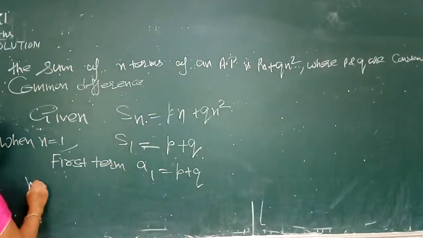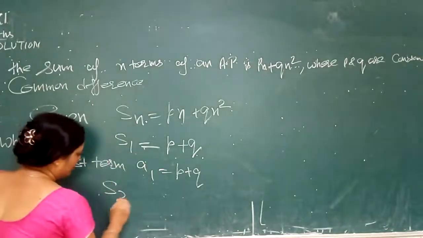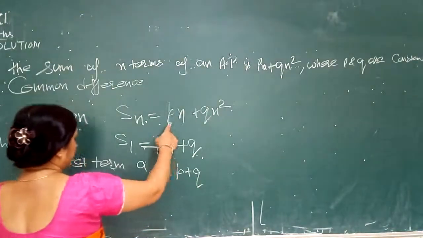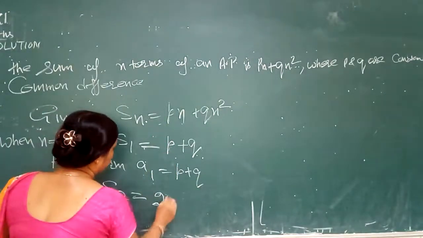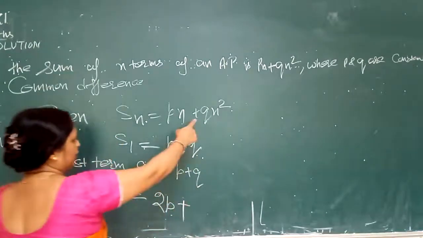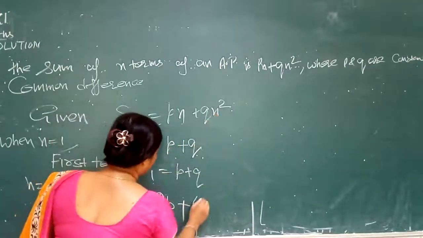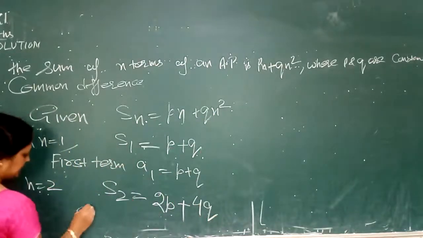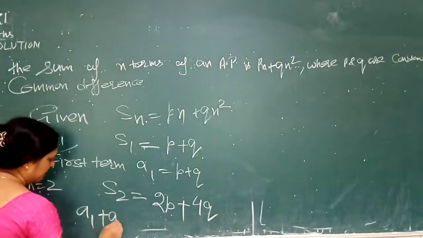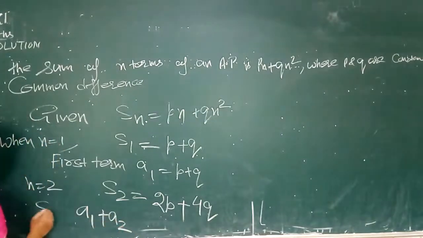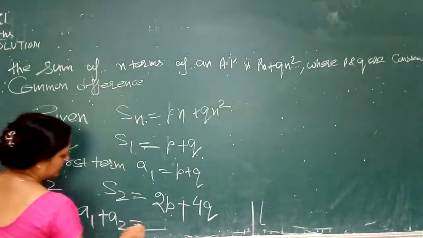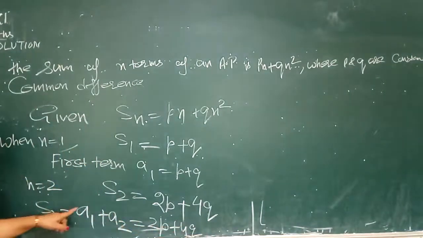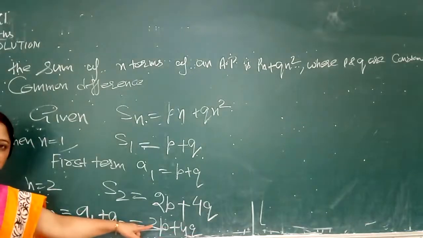Now put n equal to 2, we can find the sum of two terms, the first and second term. Put here n equal to 2, so it will come 2P plus Q into 2 square, so it will come 4Q. So what is S2? S2 means the sum of two terms, that is A1 plus A2. S2 equal to A1 plus A2, that is 2P plus 4Q. It means the value of S2 is A1 plus A2, and that is equal to this one.